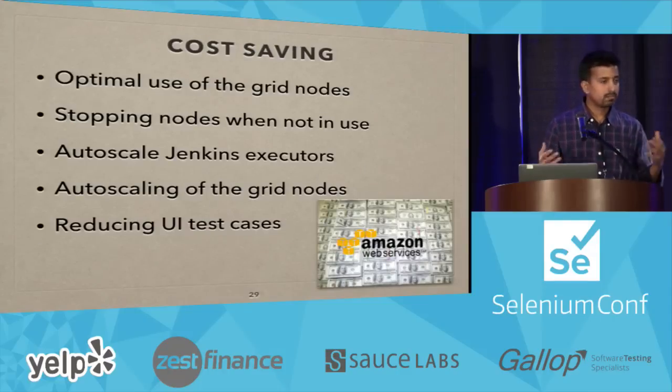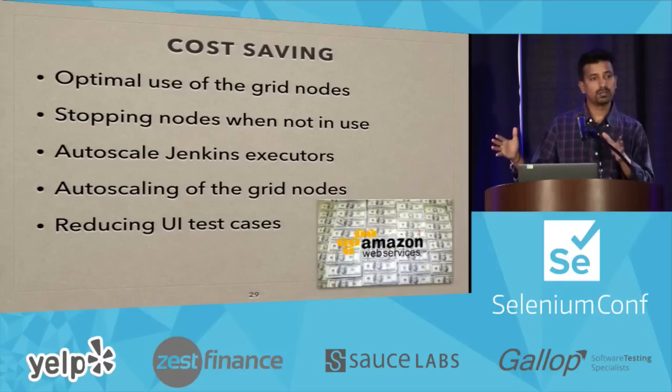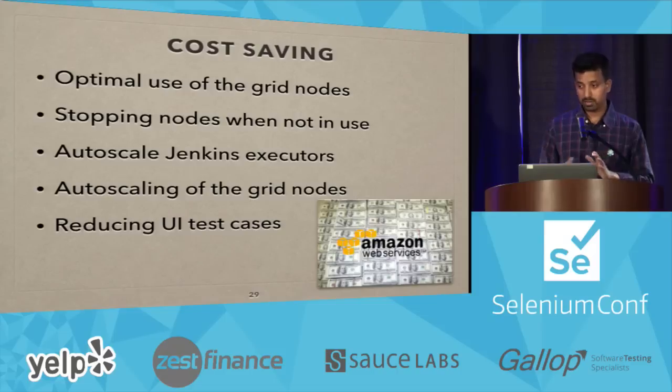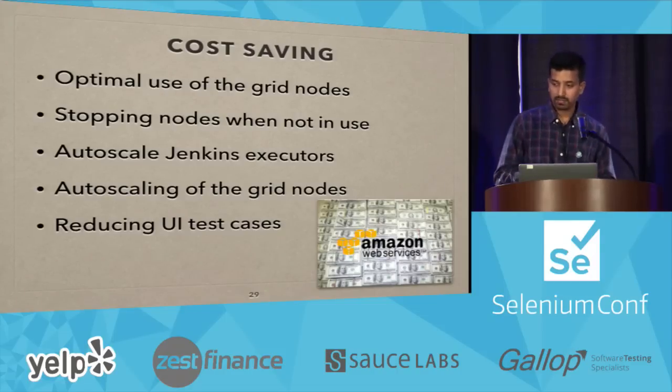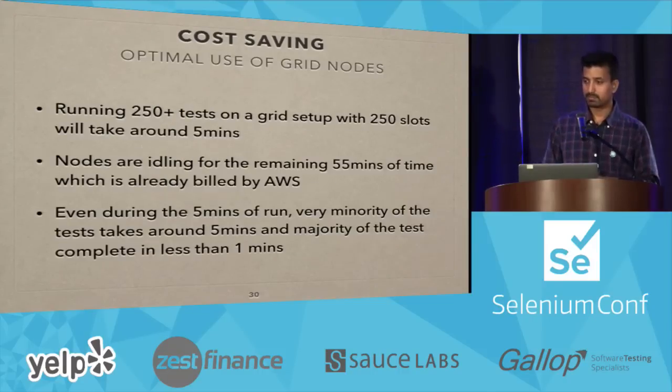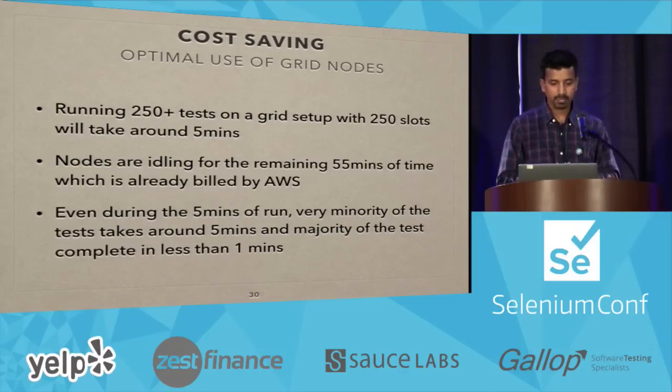So we just saw a set of topologies, different ways you can run. I'm not saying that's the only way, there are so many other ways, but I only have 45 minutes. Now, cost saving. One point is optimal use of grid nodes. Second, stopping nodes when not in use, or autoscaling Jenkins executors, or autoscaling of grid nodes, and reducing UI tests. That's, I think, one of the important things which even Anand was talking about right at the moment in the other presentation.